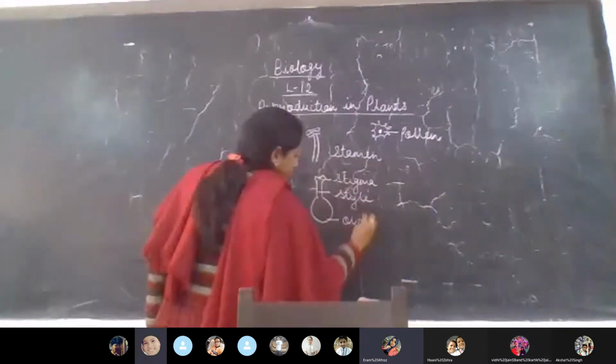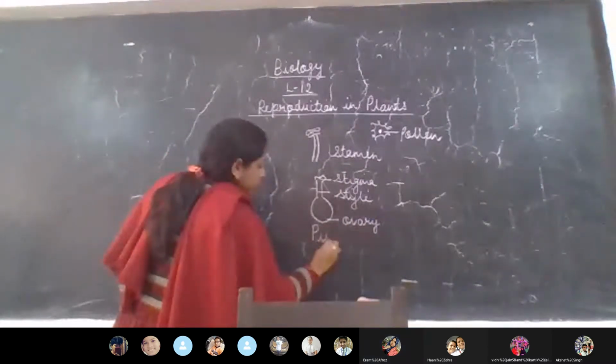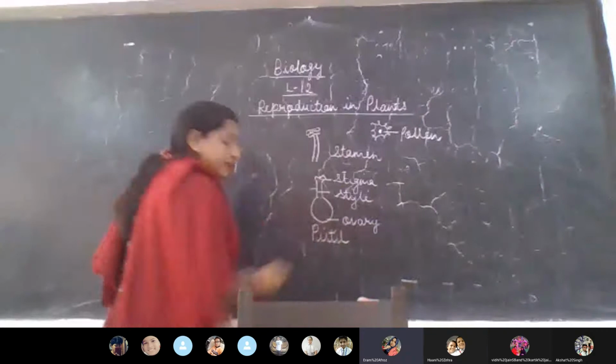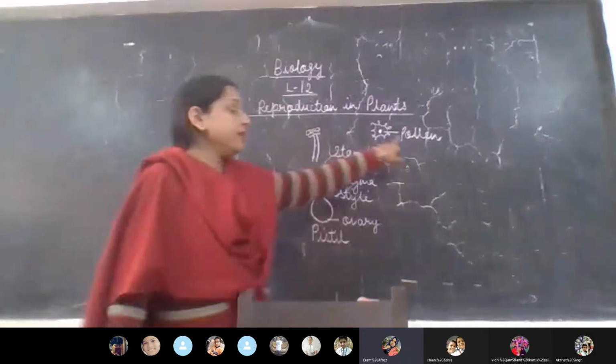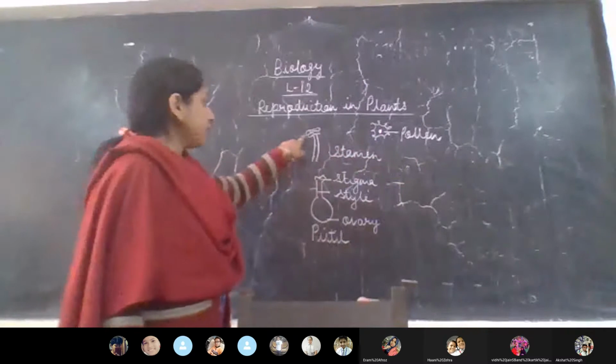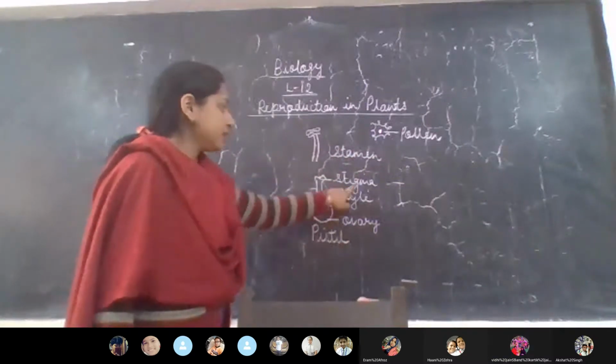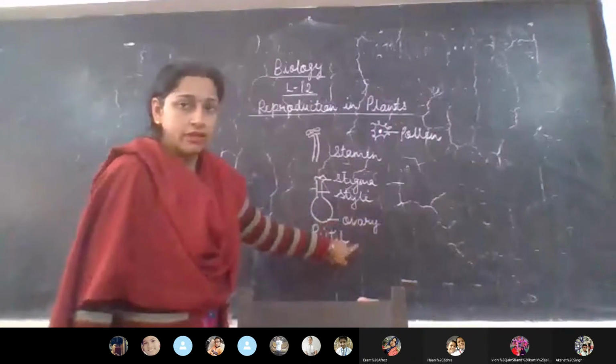The female whorl is called what? Pistil. So we have stamen. Stamen is divided into two, that is anther and filament. And the pistil is divided into three, that is stigma, style, and ovary.